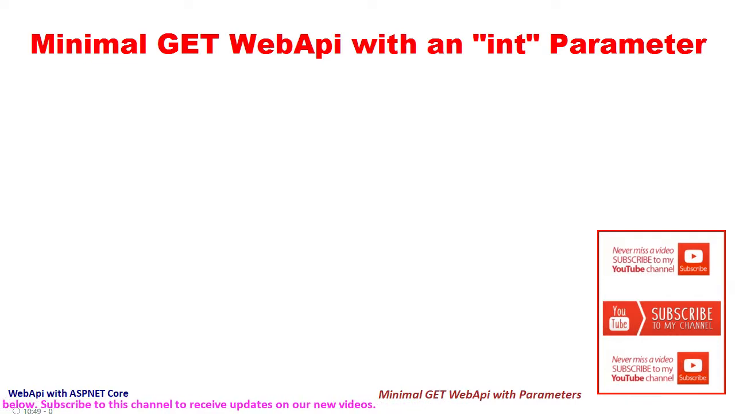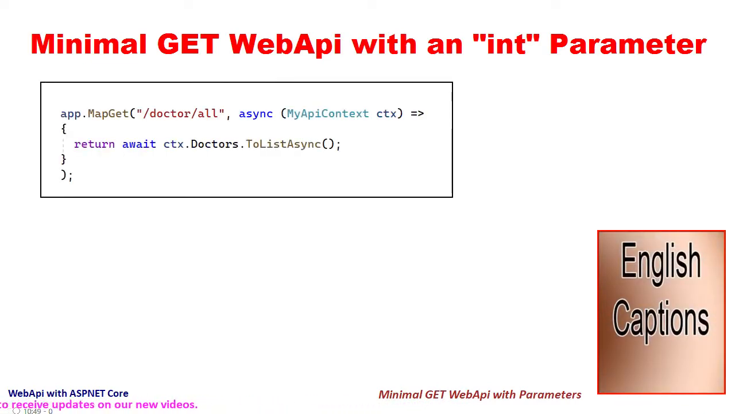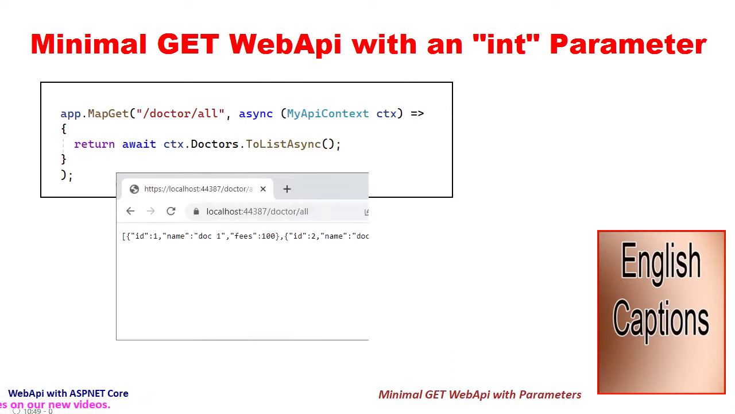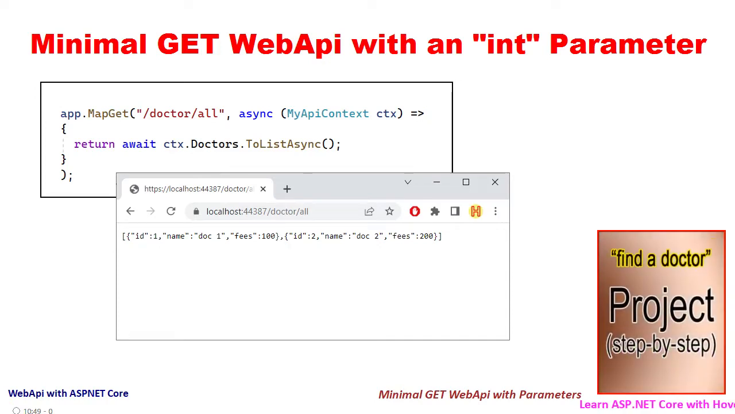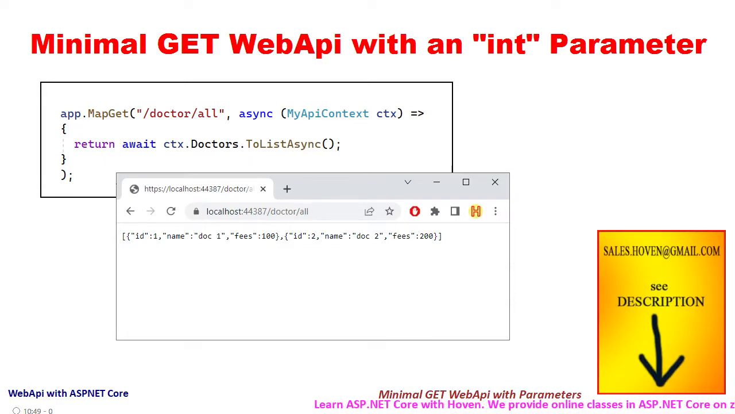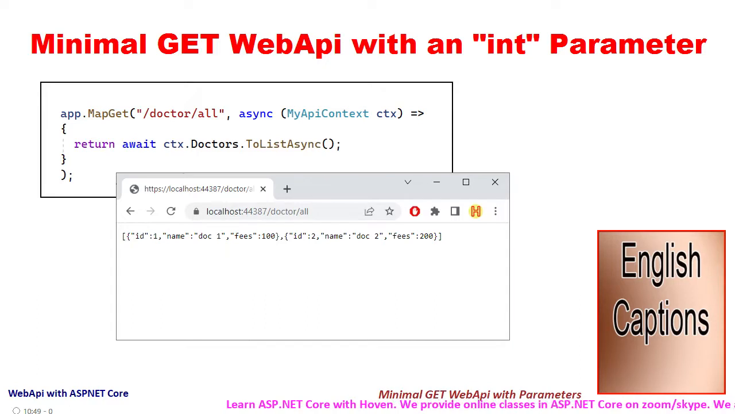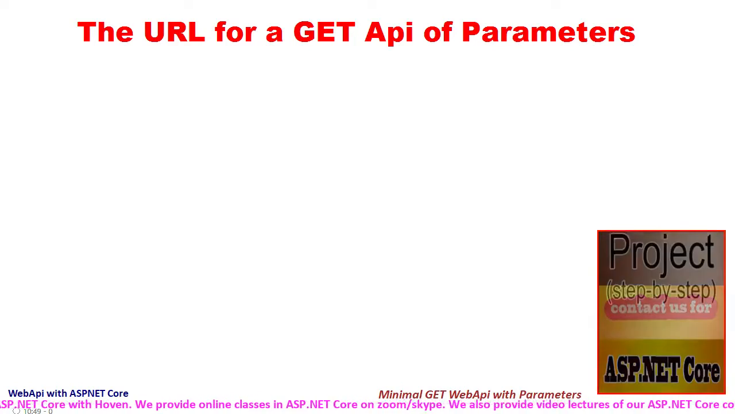In the previous tutorial, we learned how to write a web API that accepts no parameters. We executed it to return all the records of a table. And in this tutorial, we shall add another web API that accepts a parameter and returns data on the basis of that parameter. Let us first learn how to decide on the URL of an API that accepts parameters.